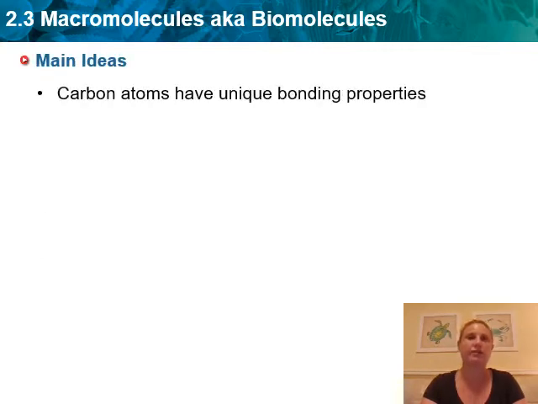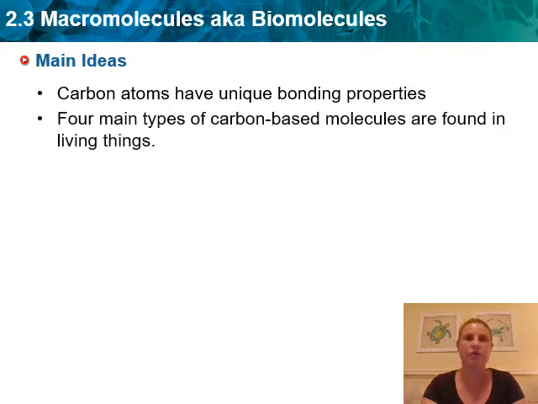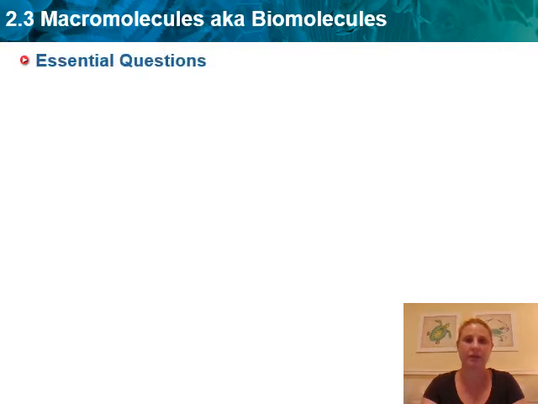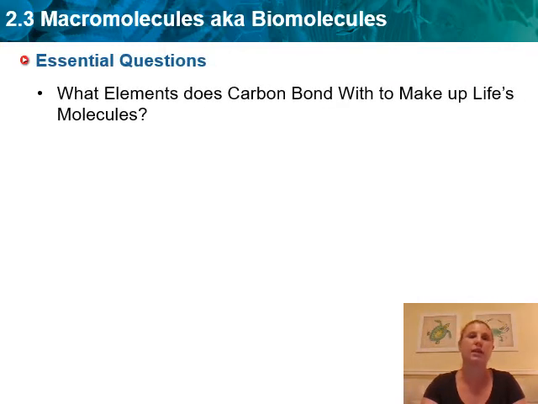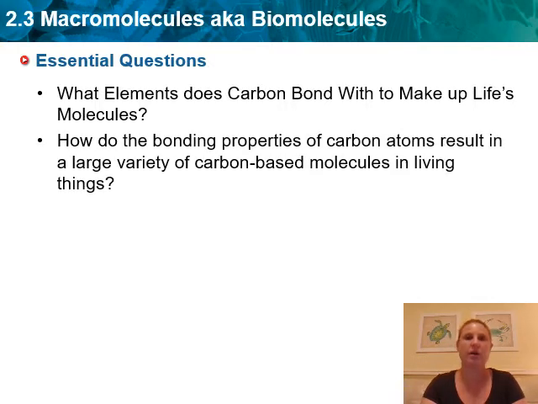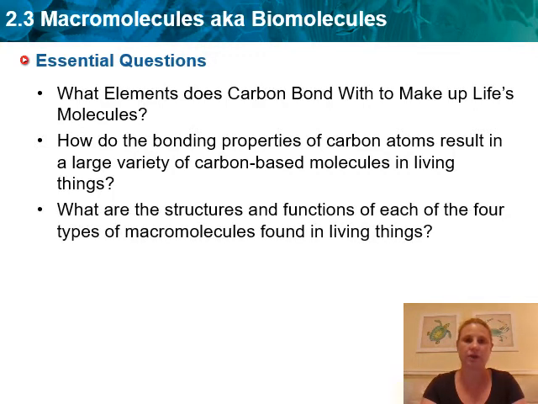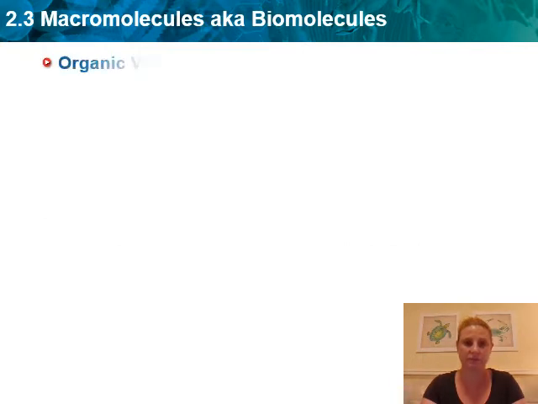Our main idea is carbon atoms have unique bonding properties. There are 4 main types of carbon-based molecules found in living things. And our essential questions are: what elements does carbon bond with to make up life's molecules? How do the bonding properties of carbon atoms result in a large variety of carbon-based molecules in living things? And what are the structures and function of each of the 4 types of macromolecules found in living things?